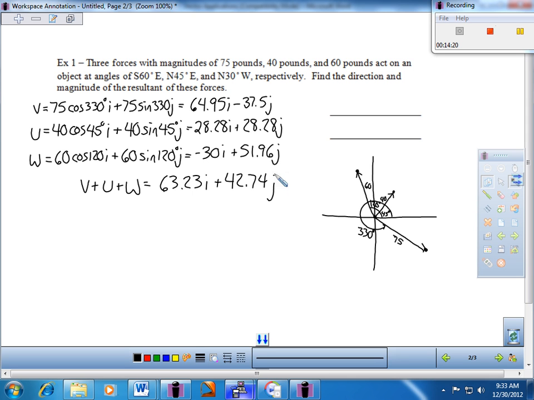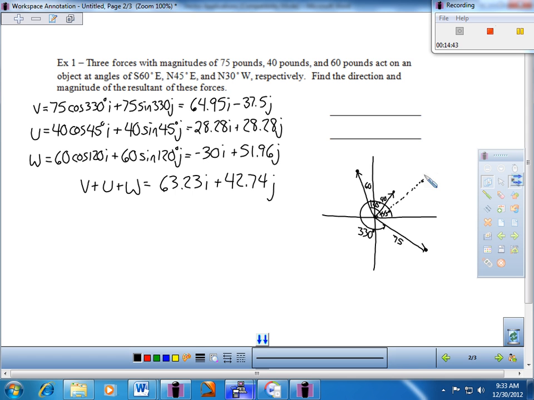Perfect. Now, if I had to draw this, what this is basically saying is about 63.23 horizontally and about 42.74 vertically. So something up here, give or take. I don't want to draw it in really, just not sure about it entirely, but something like this probably would do. And that would be it. That would be the resultant of those three.